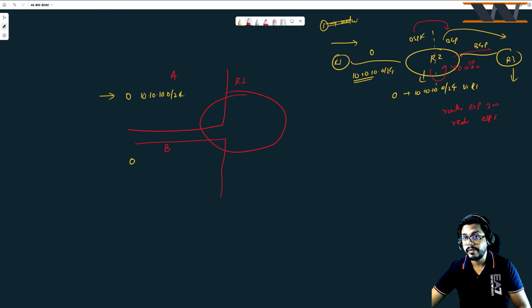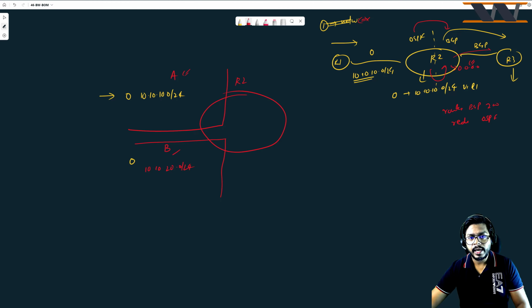But yes, you can argue with me that we could have done this using the network command. Yes, but if we do not have the network command, then we can redistribute it also, right? But now let's understand how this works in the VRF scenario. Suppose we have this VRF A here, which is receiving this route 10.10.10.0, and we have this VRF B here on the same router, which has this route, maybe 10.10.20.0/24. It is as simple as that, right?